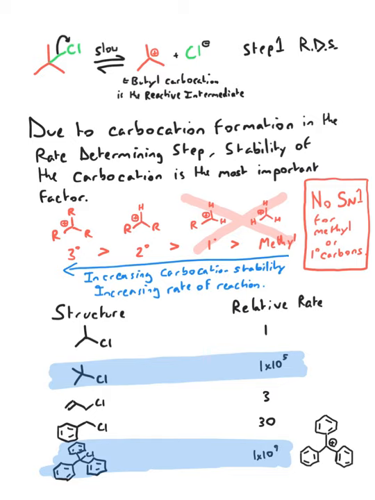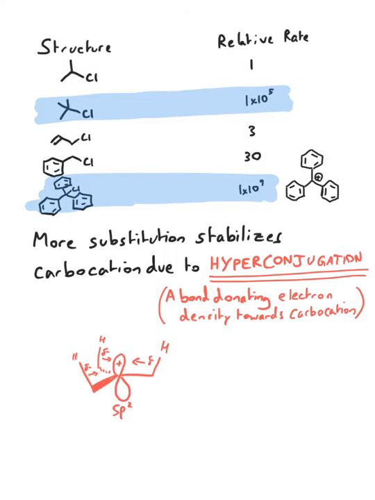However, how come more substitution stabilizes it? More substitution allows for more hyperconjugation, which is when a bond donates electrons to the cation directly. Therefore, the more bonds around a carbocation, the more stable it's going to be.